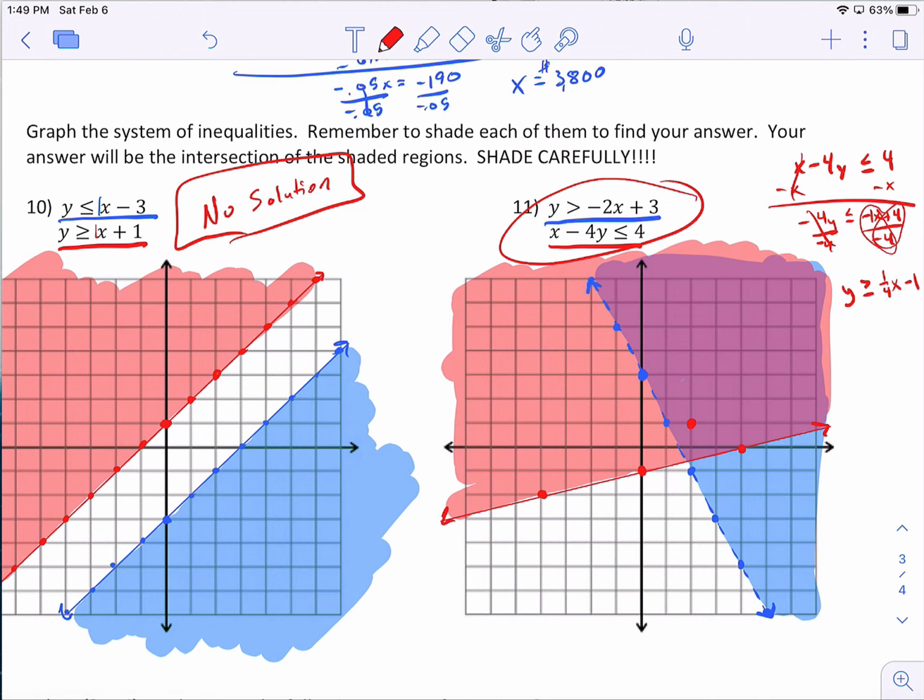If you pick anything from the white region, it's not going to work for either. If you pick anything from just the red region, it'll work for the bottom one. Anything from just the blue region will work for the top one.